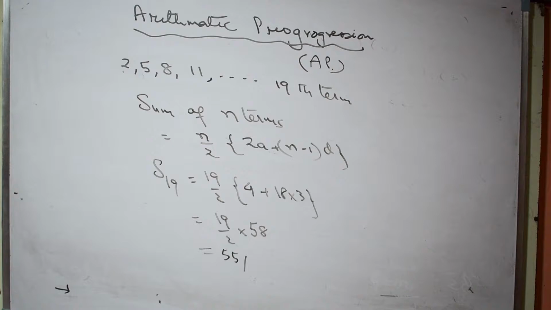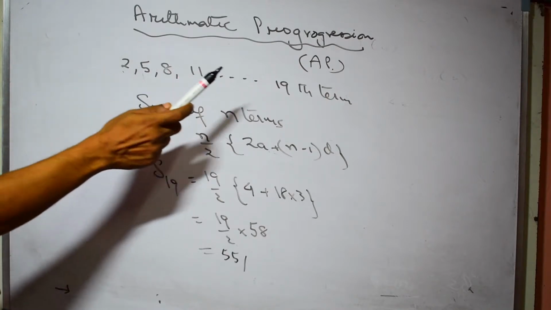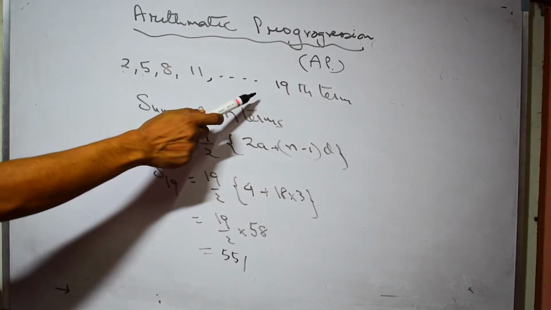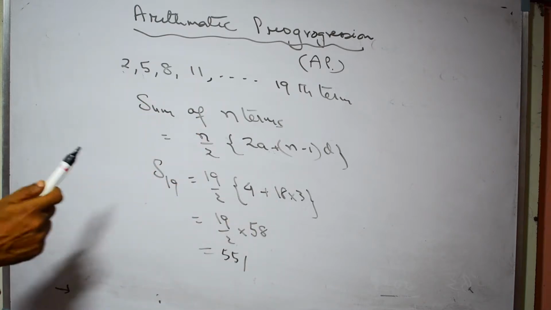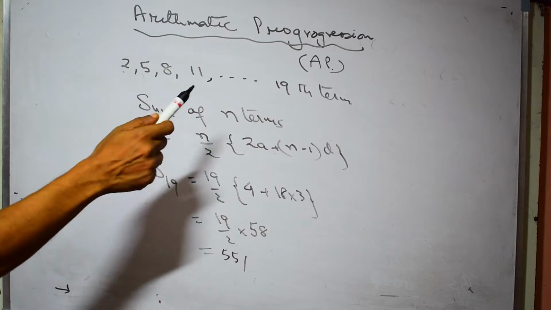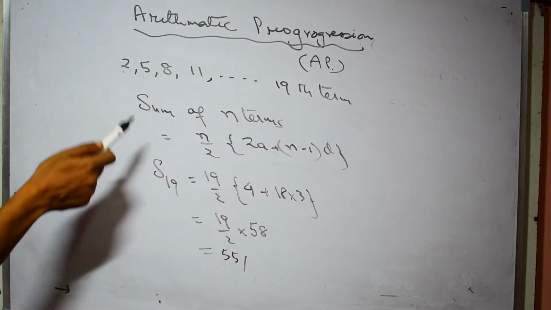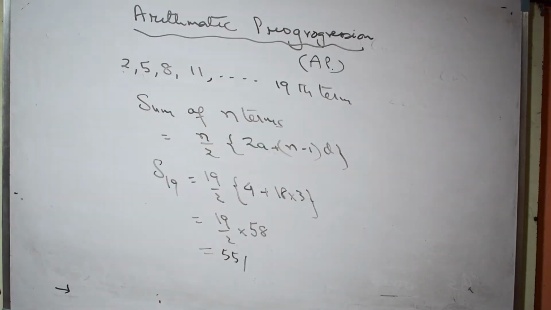That shows the difference between the two types of problem. First one was, if I want to know the 19th term, where the last is 19th, then the answer was a plus n minus 1 into d, that is 2 plus 18 into 3. And on the other hand, if I add all the numbers, that will be 551. So these two types of main ideas we have.